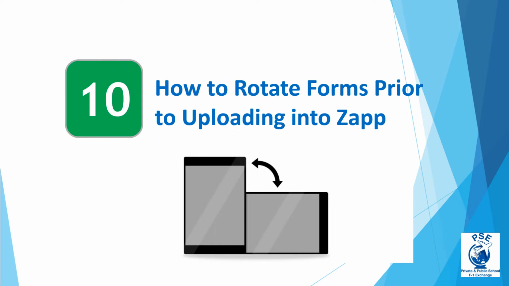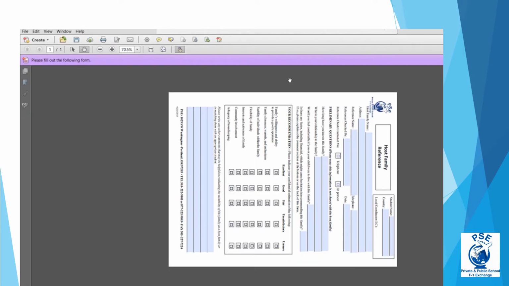10. How to rotate forms prior to uploading into Zapp. Sometimes forms may be saved in a landscape or sideways position when they need to be uploaded in a portrait or upright position, or vice versa. These forms may not be rotated in the Zapp system once they have been uploaded. Therefore, it's important to rotate them prior to uploading them into Zapp.